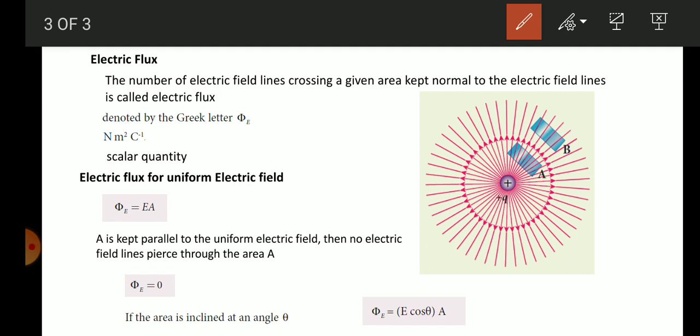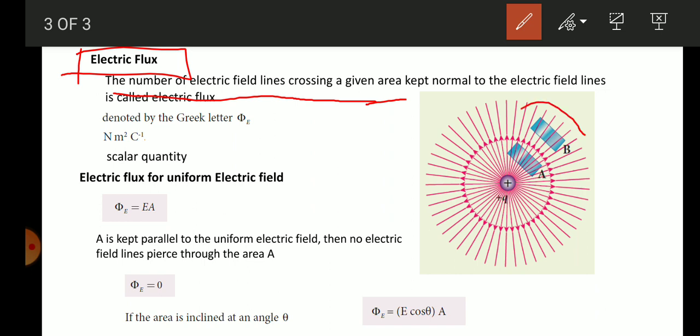Okay, then that is called electric flux. So the first concept is electric flux. What is electric flux? Electric flux is nothing but the number of electric lines crossing a given area. That's very important: the number of electric lines crossing a given area.